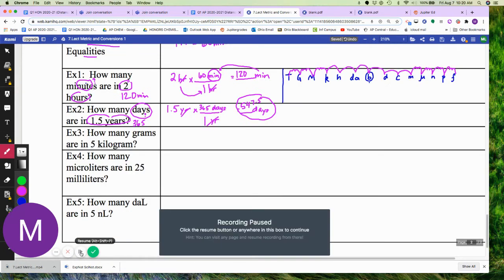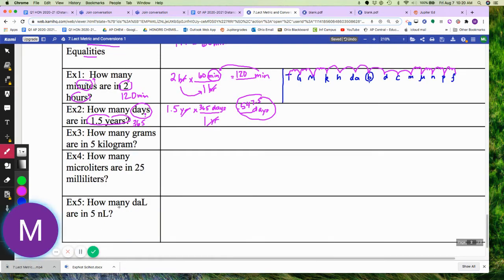Okay. Let's use dimensional analysis to convert 5 kilograms to grams. So that's your question right here in grams. So you would think, well, a kilo is 1,000. If you have 5 kilograms, you have 5,000 grams, right? So the answer should be 5,000 grams. But let's use dimensional analysis.